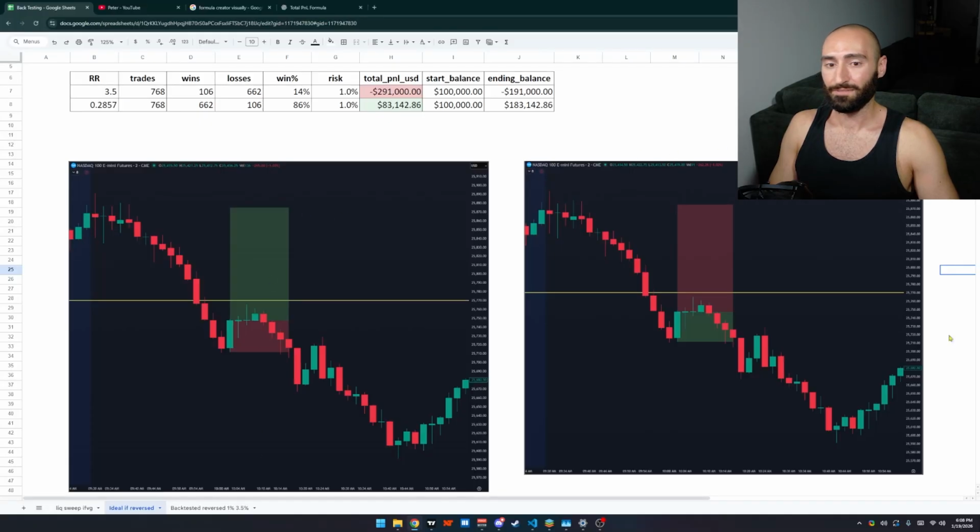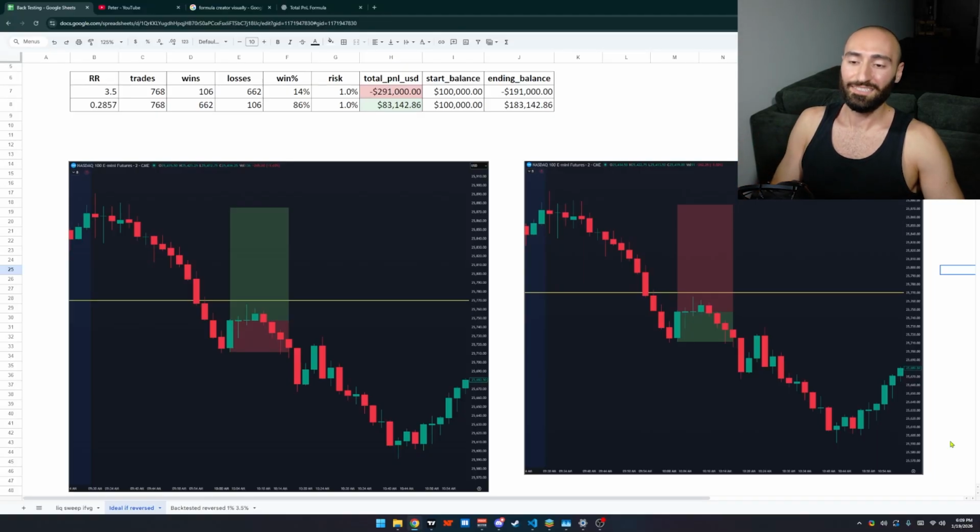So the one on the left is the original setup. Liquidity sweep is that yellow line. We get the inverse fair value gap and we take longs, right? Expecting a reversal. But now Moya, after messaging me, said, hey, just flip it. So now we're taking shorts, targeting the swing low instead of putting the stop at the swing low. And now our stop is 3.5x above, which is a crazy stop.